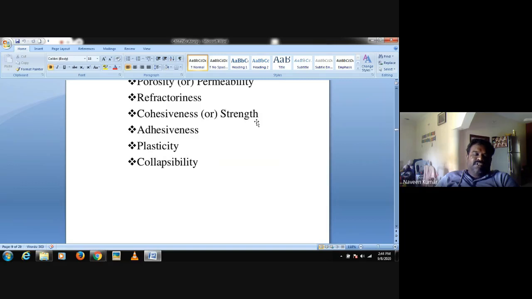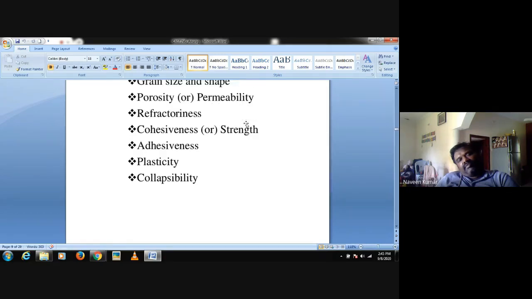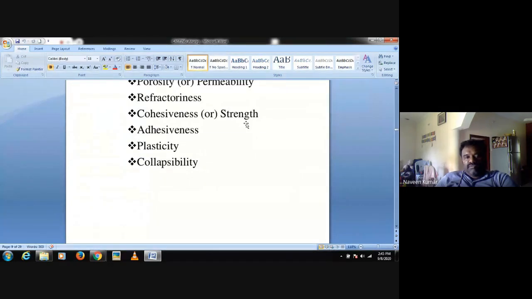Next, it depends on grain size. If grain size is more, refractoriness is more.